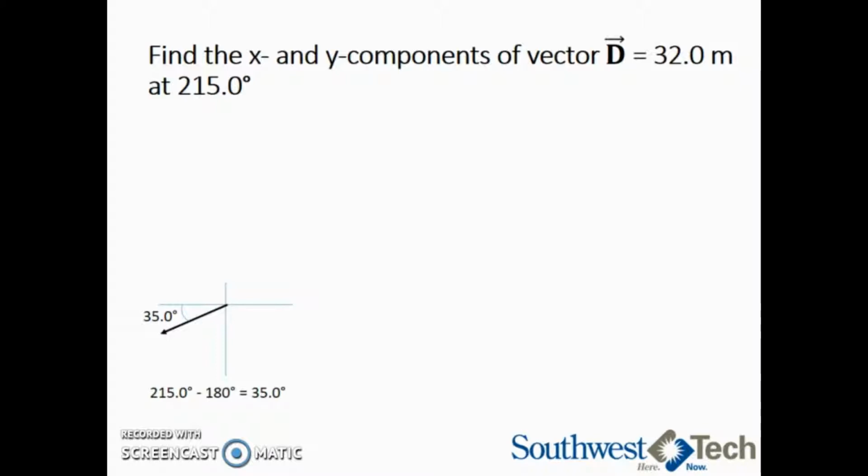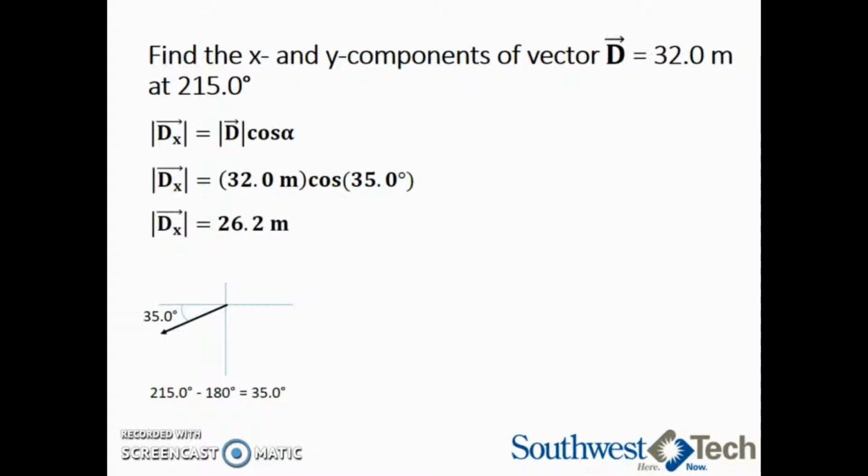Now, to find the x component of vector d, we will take the magnitude of vector d and multiply that by the cosine of the acute angle alpha. We then have 32 meters multiplied by the cosine of 35 degrees. The magnitude of the x component is then 26.2 meters.